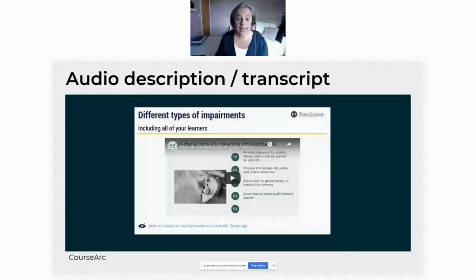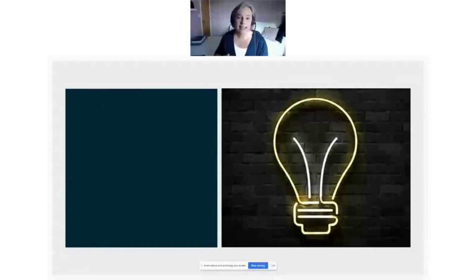So if your videos contain important visual content, it's also important that you add audio description or a transcript which describes this for learners with visual impairment. So a little bit like our alternative text, but the idea is to do that also for any videos that have important visual content. And so here is the key takeaway of this myth, really.